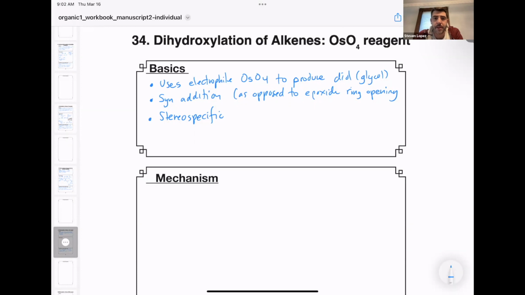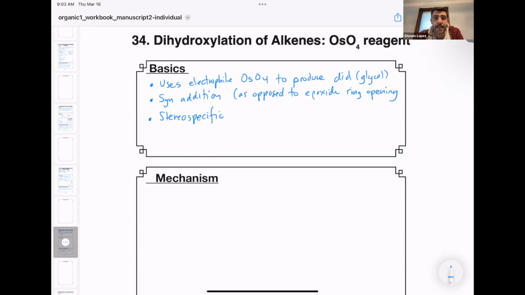So the osmium tetroxide is an electrophile. It is an example of an inorganic reagent, and it produces diols. These are also known as glycols. These reactions involve the syn addition of two alcohol groups onto an alkene to make that diol.